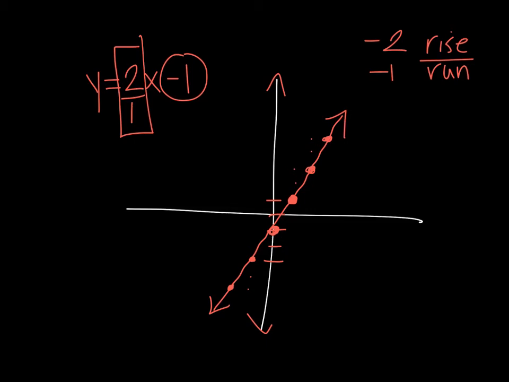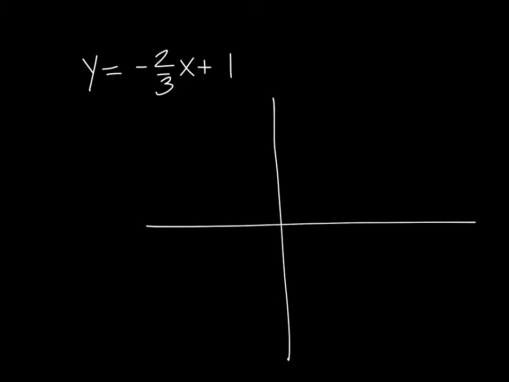Okay, let's look at another example. How about y equals negative 2/3 x plus 1. I'm going to draw my xy axis. We start with our y-intercept, which is a plus 1.